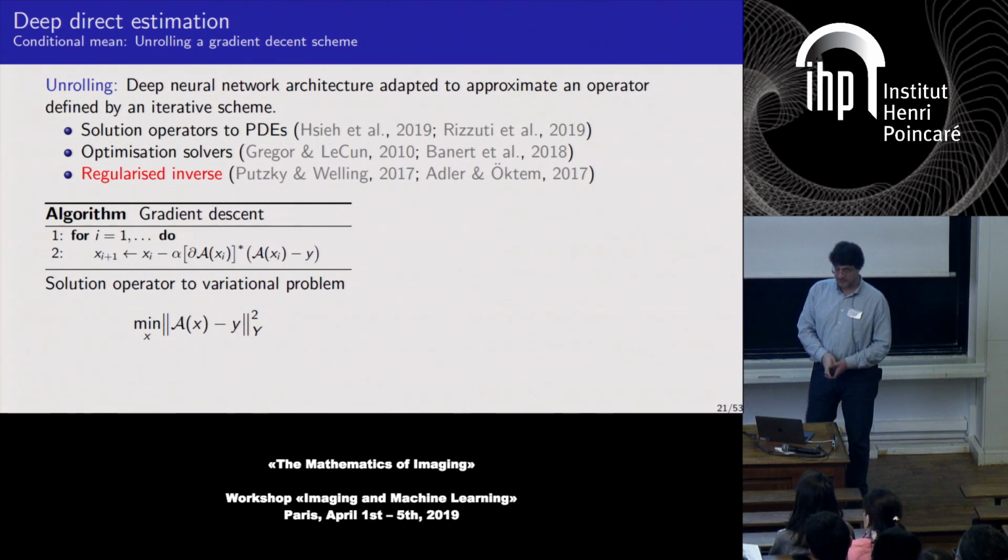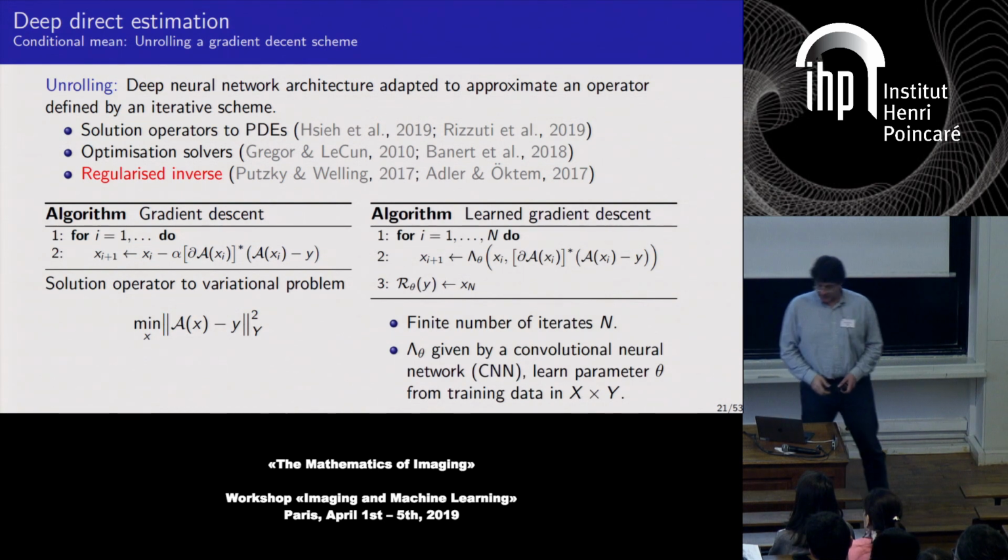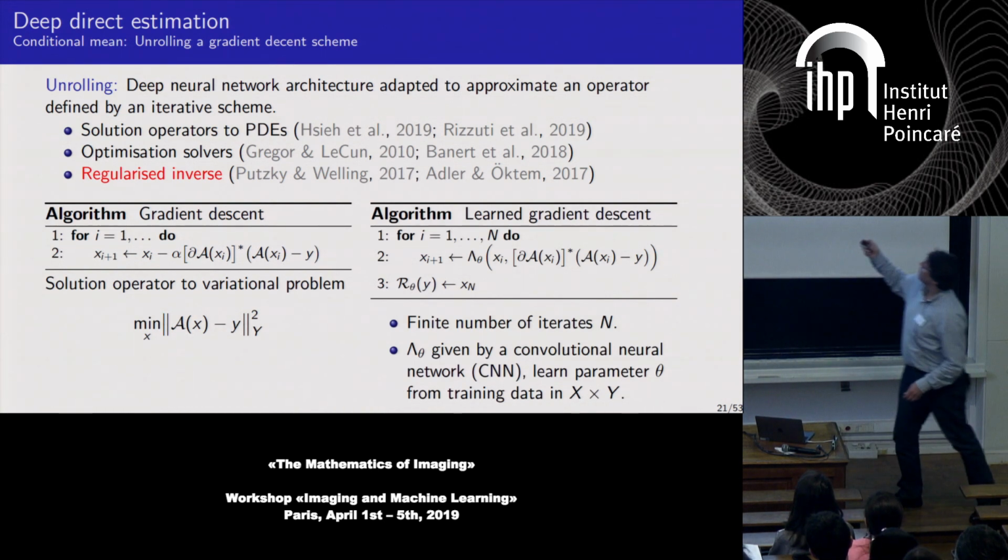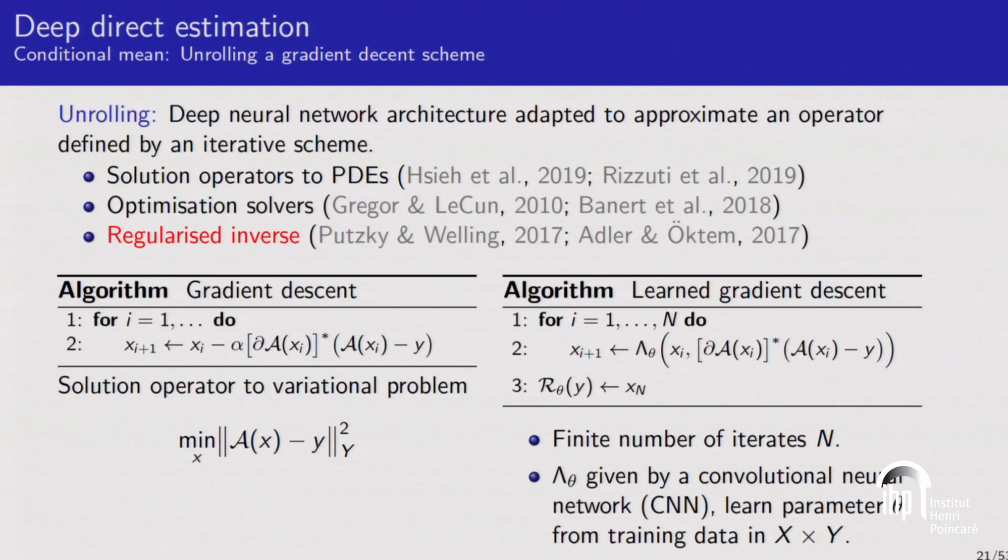What if I do that? And that is what we mean by unrolling, right? So we stop after N steps here, and capital N is typically small, and then we replace this explicit update with a neural network itself, but it will take in the previous iterate, and it will take in the entire gradient here. And since this stops after N iterations, it's a well-defined operator.